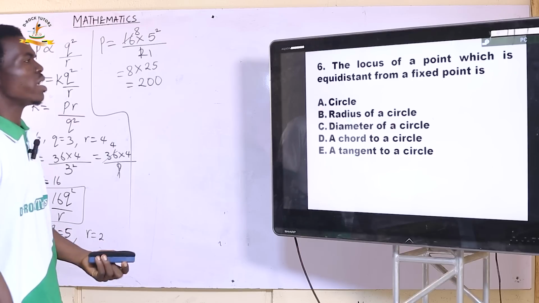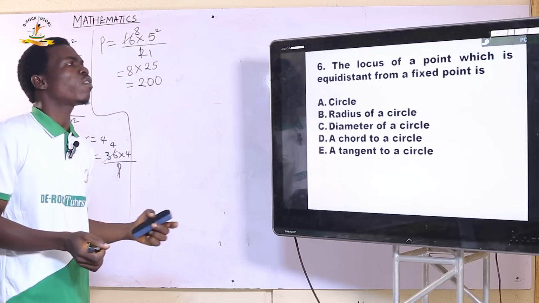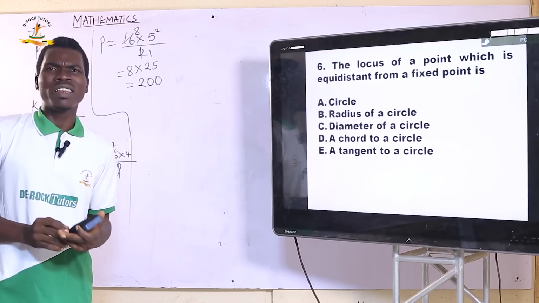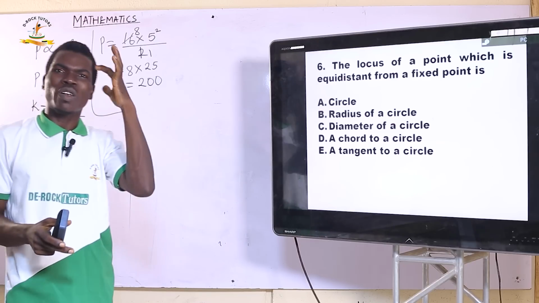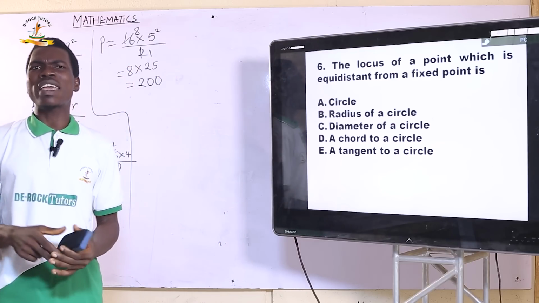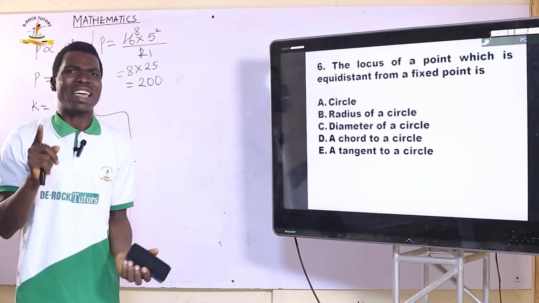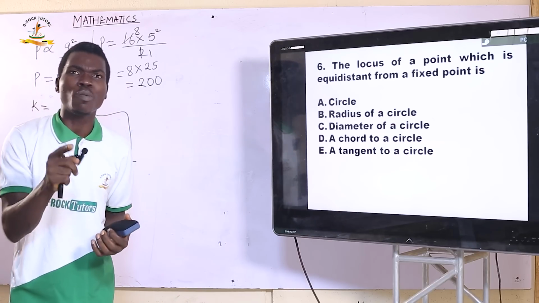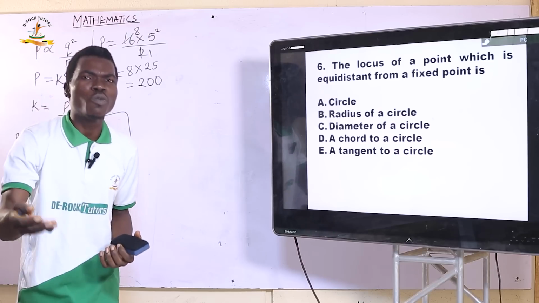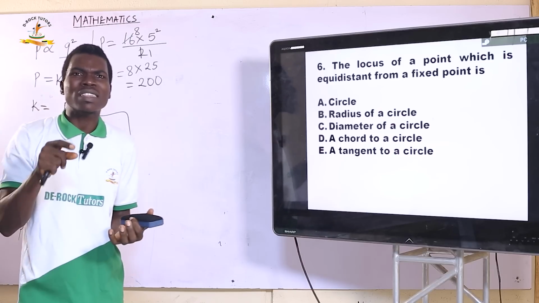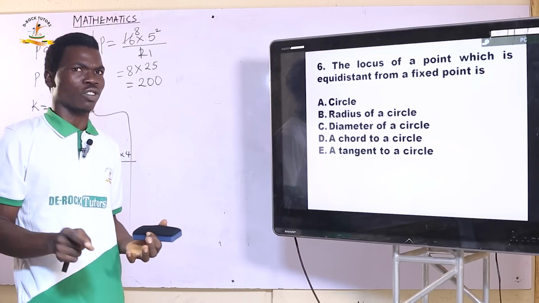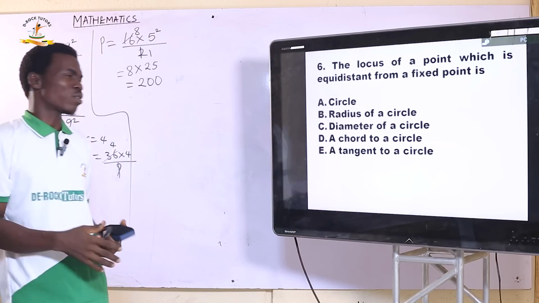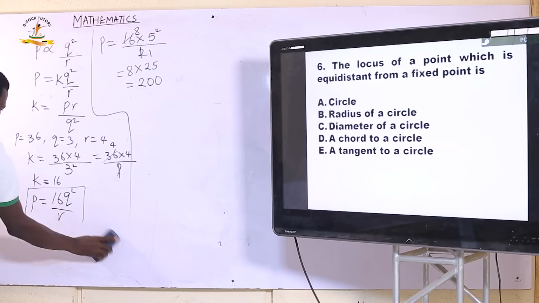Alright, the next question says the locus of a point which is equidistant from a fixed point is what? So literally it's just your knowledge on construction. When we say a locus, it is just a kind of movement of a point in a geometric plane whose movement is described by a certain function. However, the function might not be too obvious to you, but let's see how this goes. Let's solve this together.